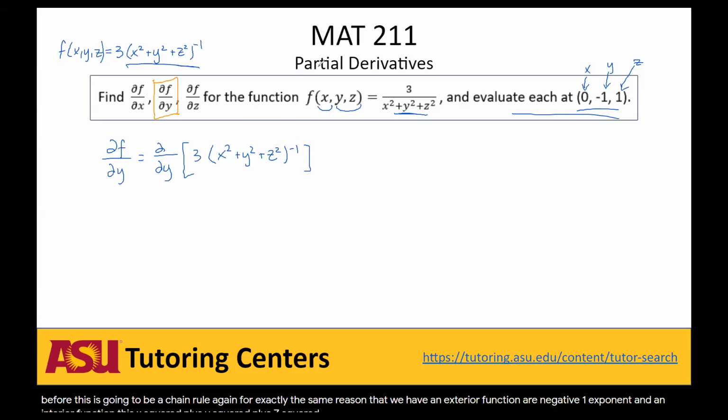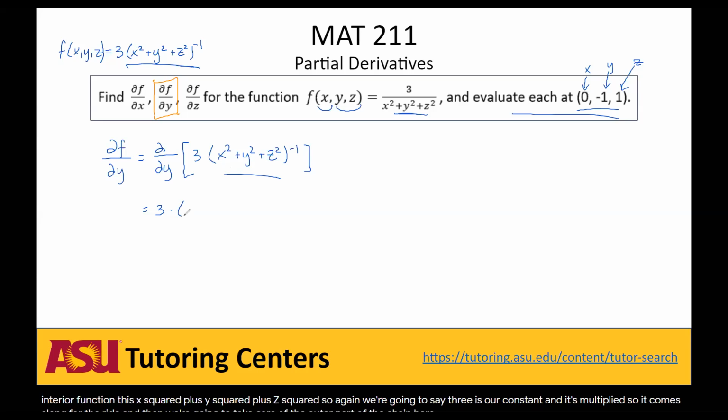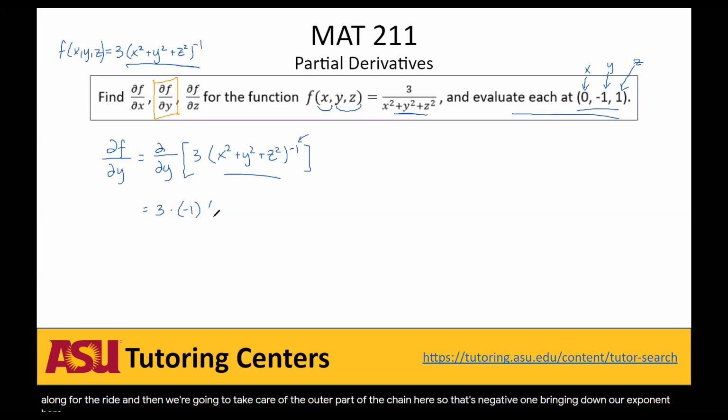So again, we're going to say 3 is our constant and it's multiplied, so it comes along for the ride. And then we're going to take care of the outer part of the chain here. So that's -1, bringing down our exponent here. And then we have x squared plus y squared plus z squared to the -2nd, because remember, we're always subtracting a power every time we take the derivative.